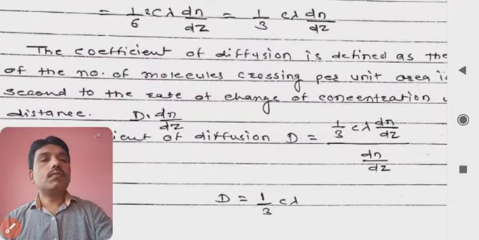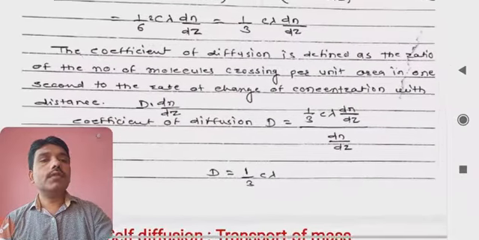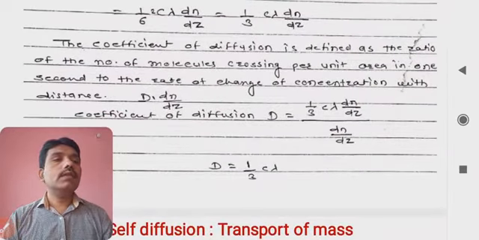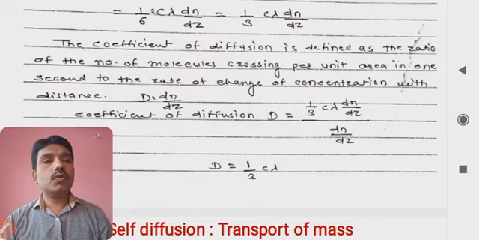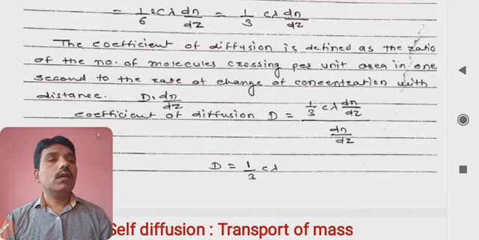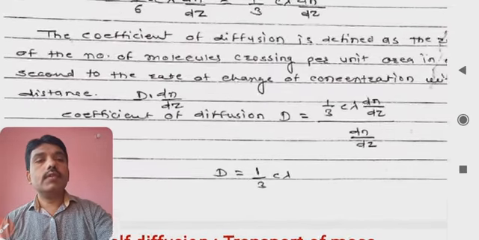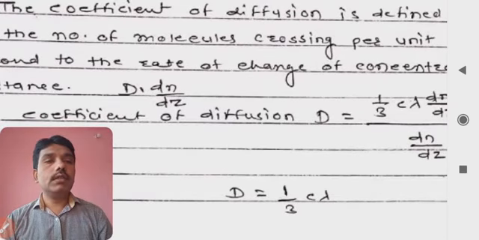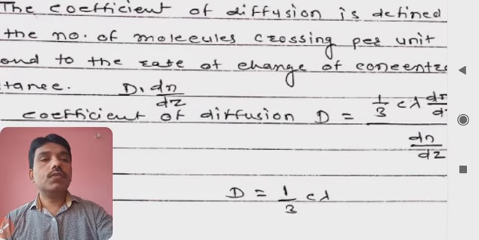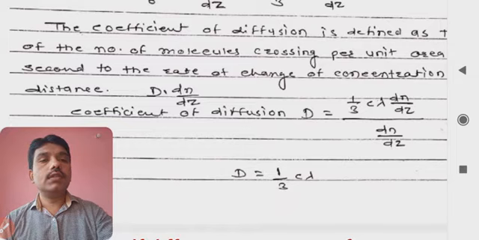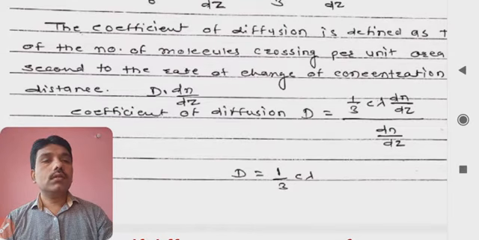So as far as the constant coefficient of diffusion is concerned, it is the ratio of the number of molecules crossing per unit area in 1 second to the rate of change of concentration with the distance. And the rate of change of concentration with the distance is given by dn by dz, that is d into dn by dz.